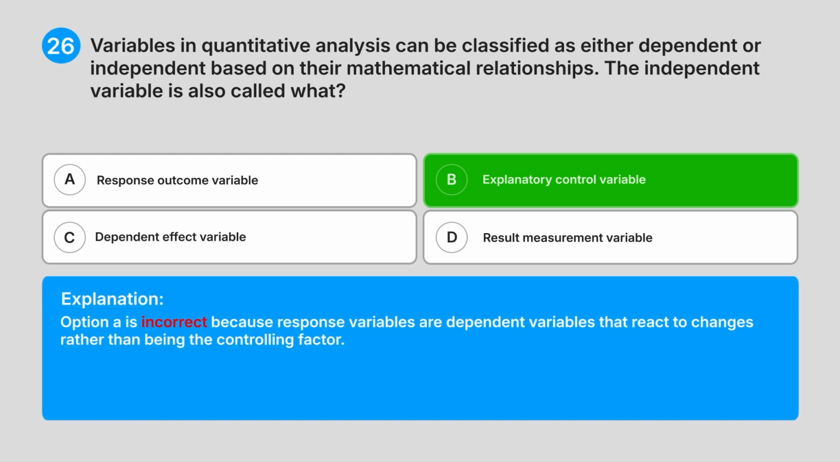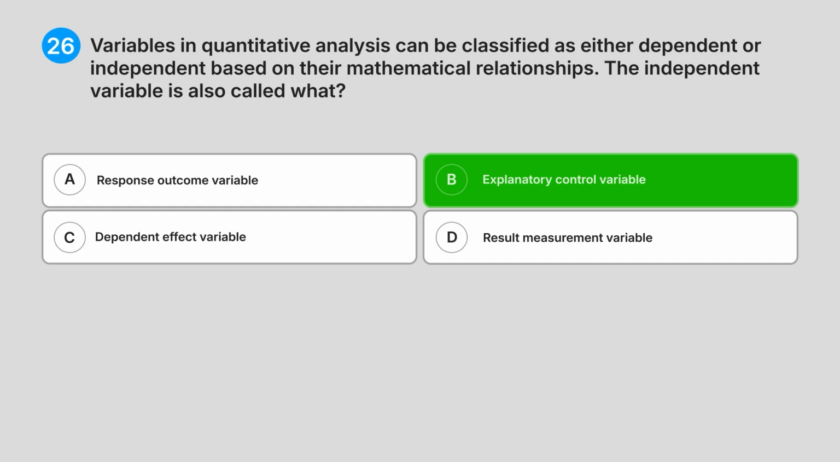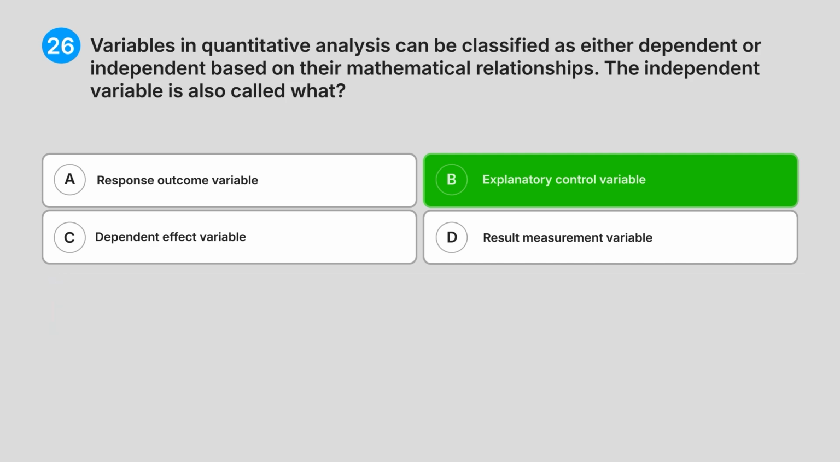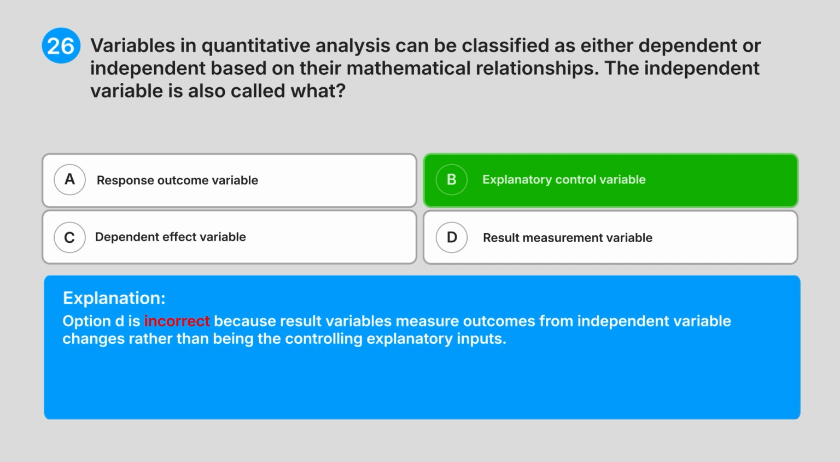Option A is incorrect because response variables are dependent variables that react to changes rather than being the controlling factor. Option C is incorrect because dependent variables are affected by independent variables rather than being the explanatory controlling factors themselves. Option D is incorrect because result variables measure outcomes from independent variable changes rather than being the controlling explanatory inputs.